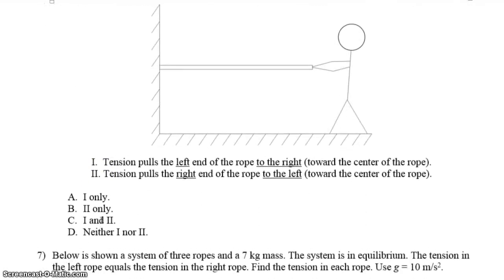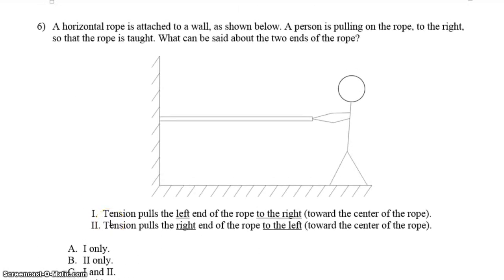The next one says, a horizontal rope is attached to a wall as shown below. A person is pulling on the rope to the right so that the rope is taut. That means there's tension in the rope. What can be said about the two ends? Okay, well, here's one end, here's the other end.